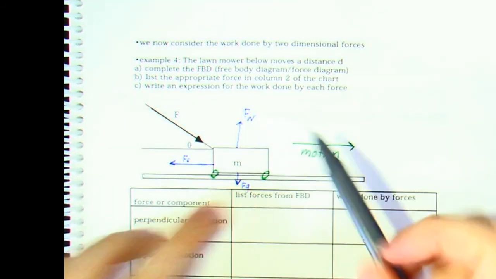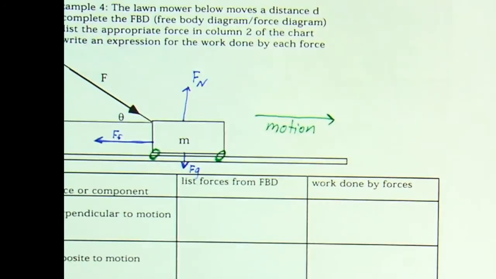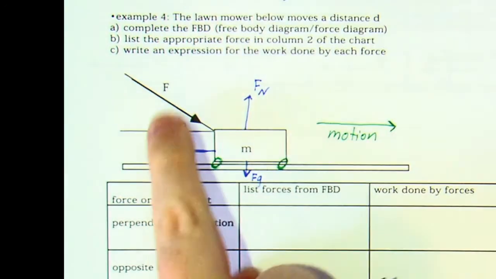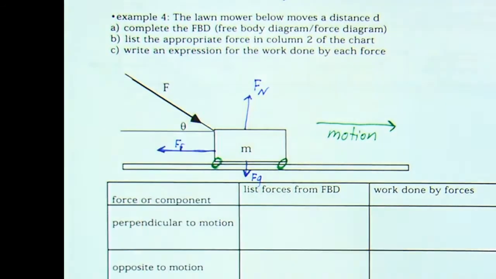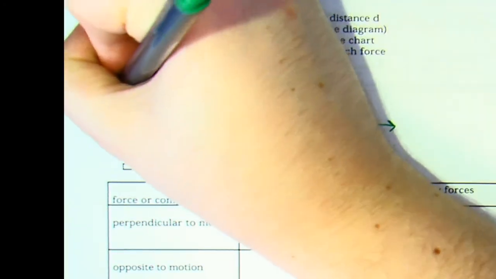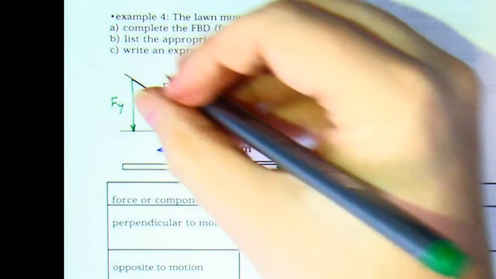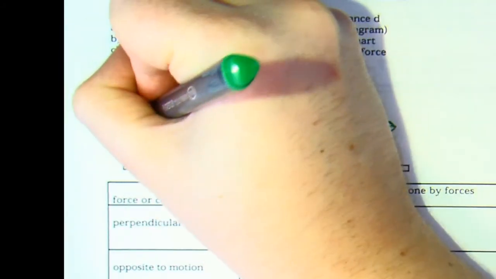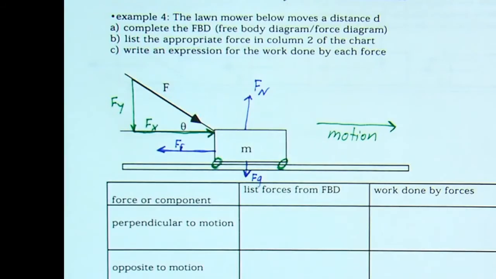Fn, Fg. I'm going to zoom this in here. Sorry, guys. My force of friction. And this applied force here, F. That's my free body diagram. Now I'm going to break F up into its components. You've got an Fy acting downwards, and you're going to have an Fx acting forwards.